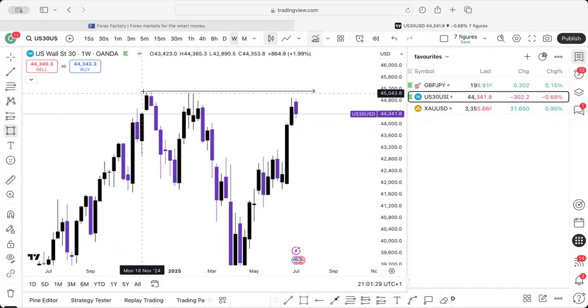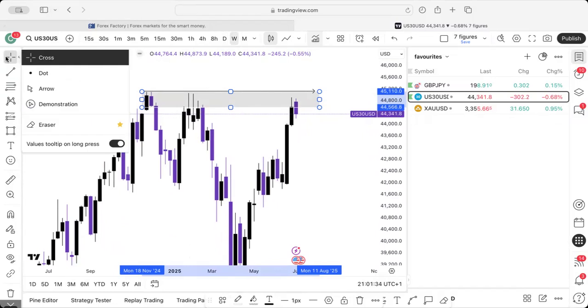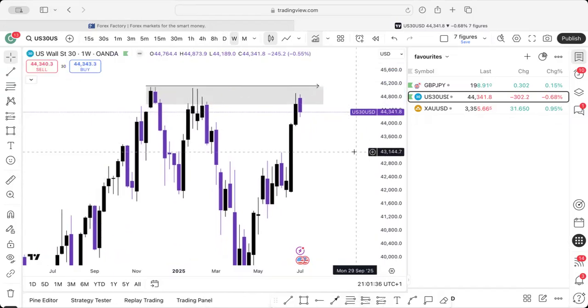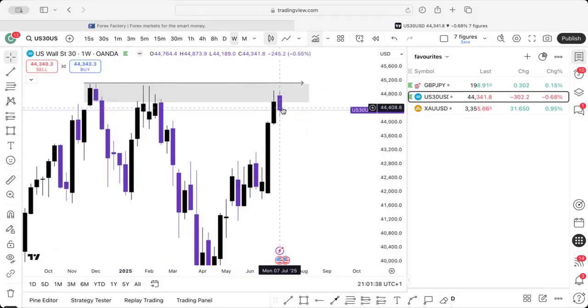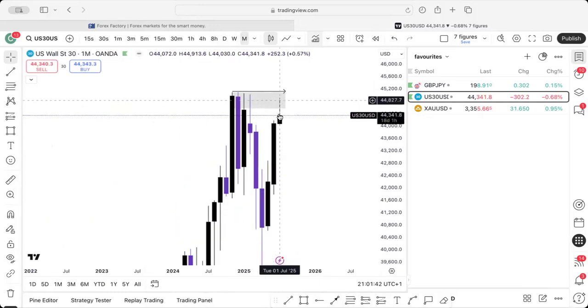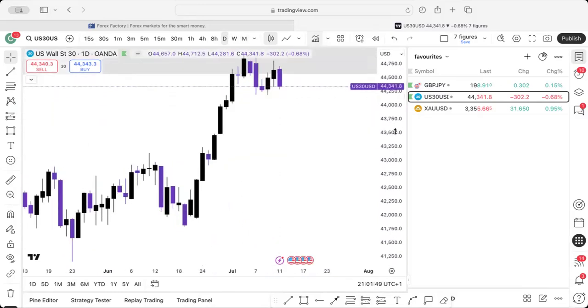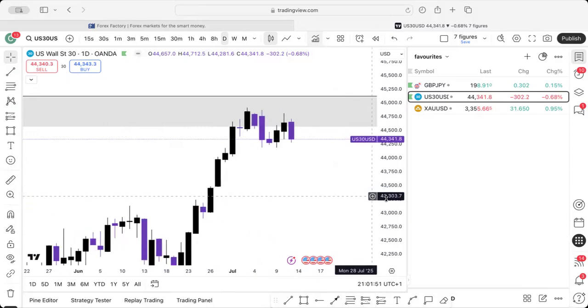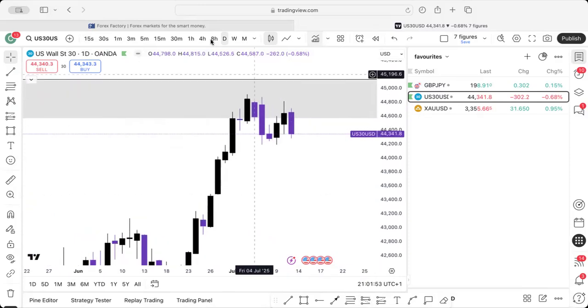So we can draw a supply zone from the highs here. And then if we look at how the weekly candle closed this week, it closed bearish. If we switch to the monthly, we can see that we pushed in, we're starting to wick back. This could potentially flip bearish and continue down. So let's have a look at how the daily candle closed on Friday. Also closed bearish, pretty strong bearish as well.